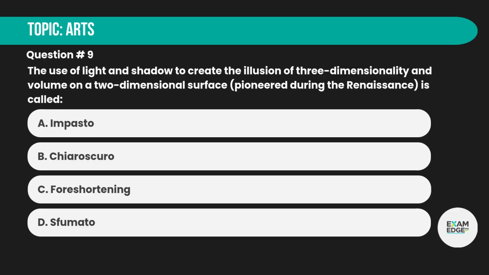Question number 9. The use of light and shadow to create the illusion of three-dimensionality and volume on a two-dimensional surface, pioneered during the Renaissance, is called: A. Impasto. B. Chiaroscuro. C. Foreshortening. D. Sfumato.